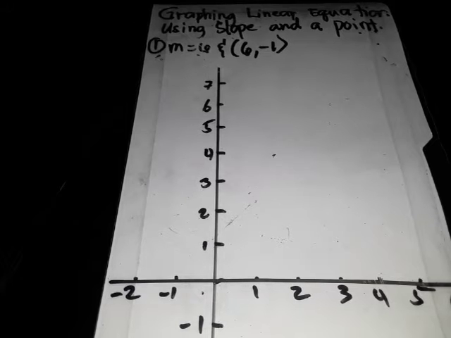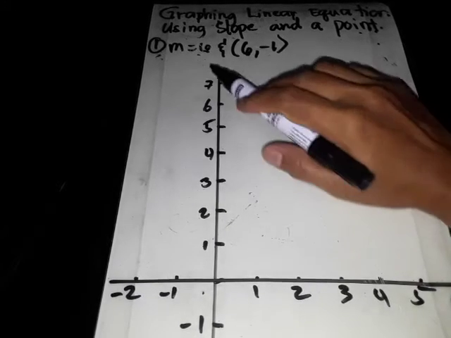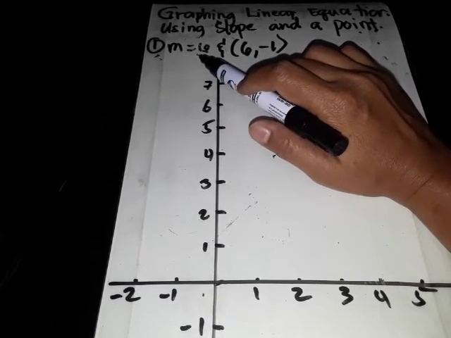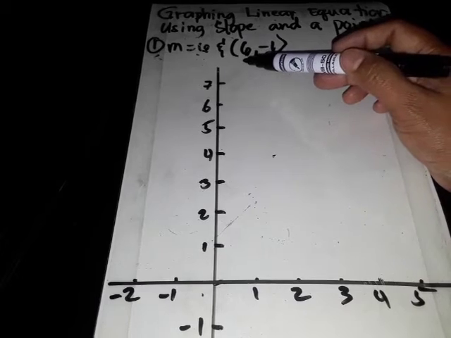Today we're going to discuss graphing linear equations using slope and a point. So, dito, meron tayong given slope. Yung m, ibig sabihin, yan po yung slope. Okay? And then, a pair of points.